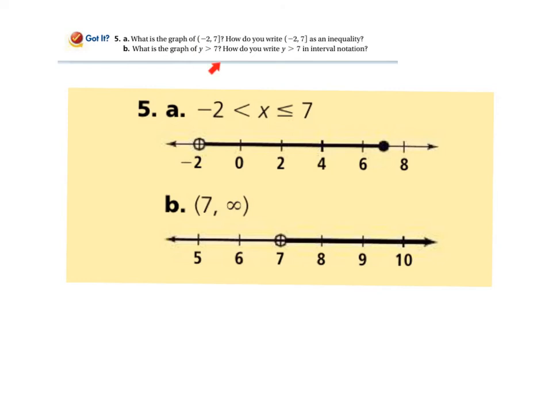What is the graph of y is greater than 7? So again, 7, notice, no equal sign, so open dot. Positive infinity going on forever. So again, parentheses for the 7, positive infinity, parentheses for interval notation.